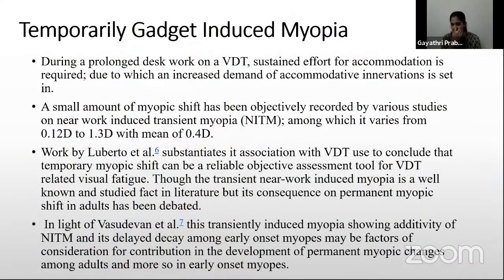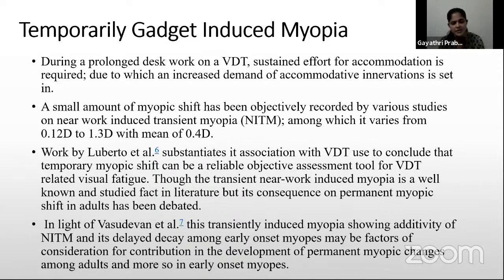Now, as I said before, there is something known as gadget-induced myopia, where they are trying to say that because of the sustained accommodative effort which is required, there is an increased accommodative innervation which sets in, and which could remain like that for some time, even after the screen use is stopped, leading to a temporary myopic shift. But again, there have been multiple studies which relate myopia to the increased amount of near work, not necessarily the screen, but any kind of near work.